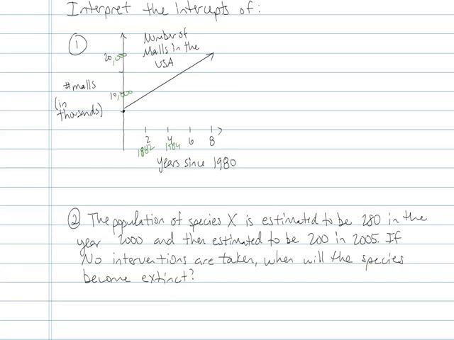Okay, you could always write those little notes to yourself, but it's important to think about these numbers before we dive into the intercepts. The only intercept I have is right here, 0 for my x value, 5,000 for my y value. What does that mean? Well, if I have 0 for my x value, that means 0 years since 1980. I'm going to write in the year 1980 something happened. And in the year 1980, there were, according to our y-axis, 5,000 malls in the U.S., which of course is probably a little bit low. I just made up this information.